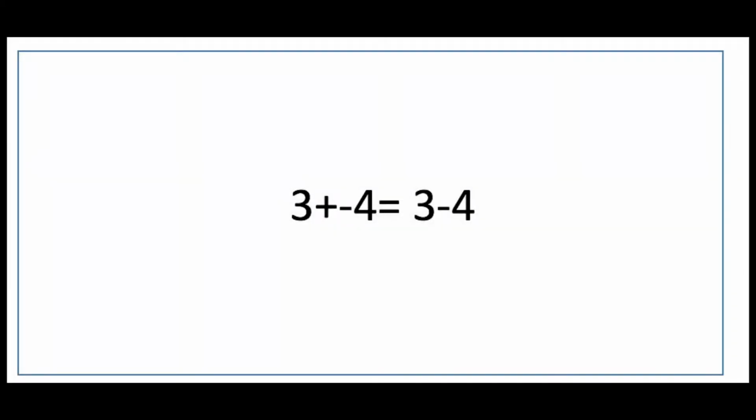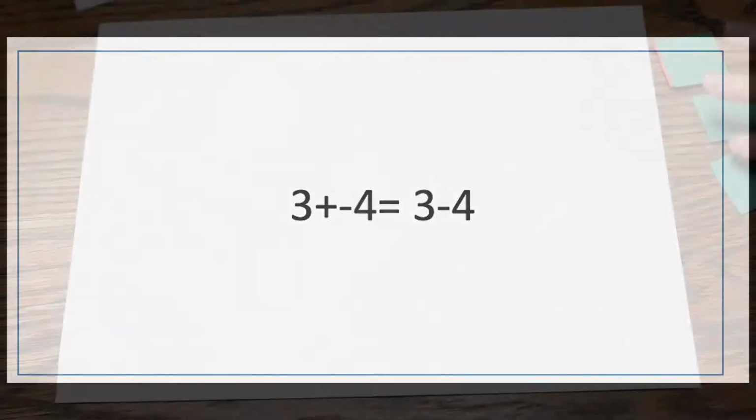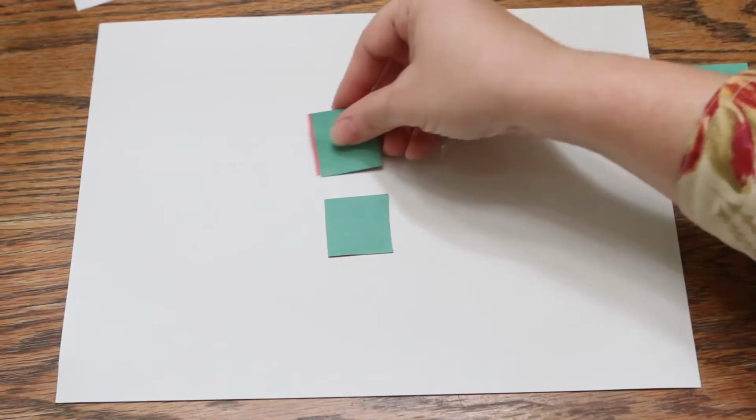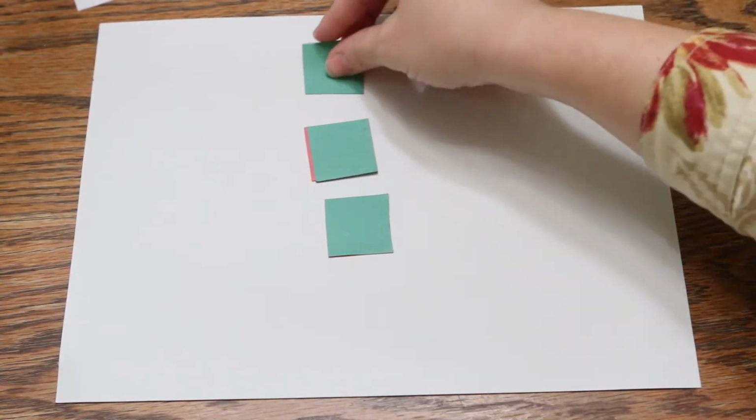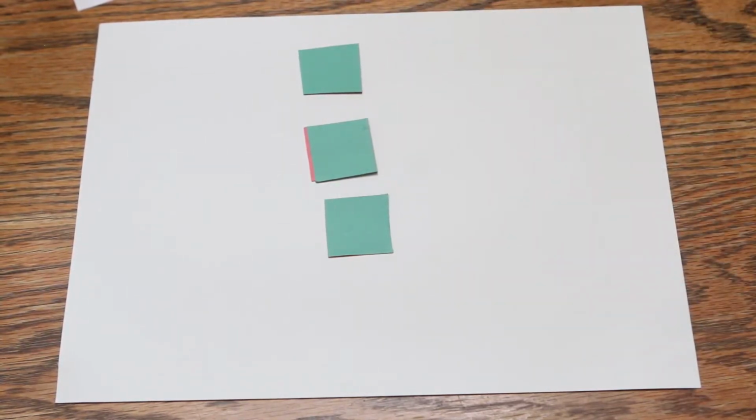We can also show subtraction with our algebra tiles. Let's think of our addition problem in a different way. 3 plus negative 4 is the same as positive 3 minus positive 4. How can we take 4 green tiles from 3 green tiles? It seems we need one more green tile.